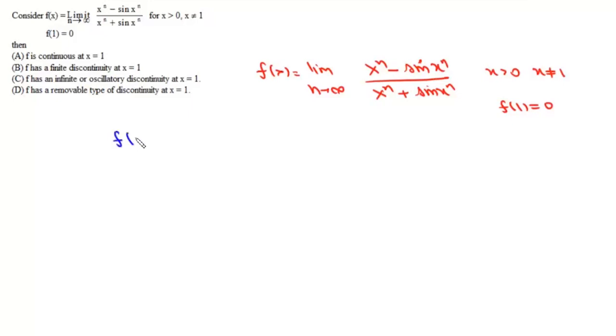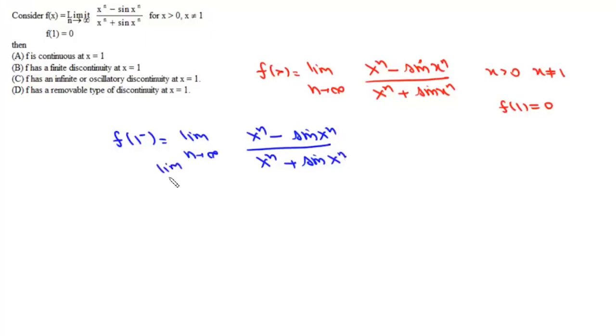Now if we look at its left hand limit f(1 negative), then it will be this limit n tends to infinite of x to the power n minus sine x to the power n upon x to the power n plus sine x to the power n, when x tends to 1 negative. Now x tends to 1 negative means x is less than 1, and if x is less than 1, then as n approaches infinite, x to the power n approaches 0.